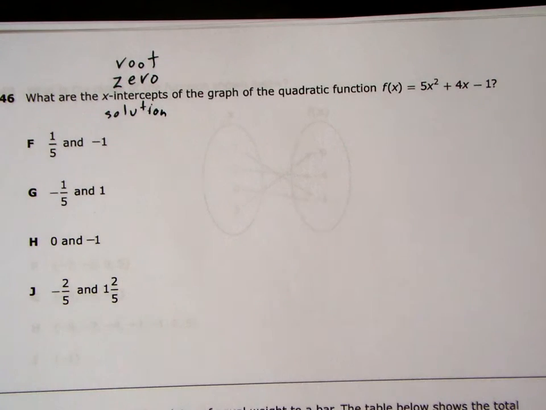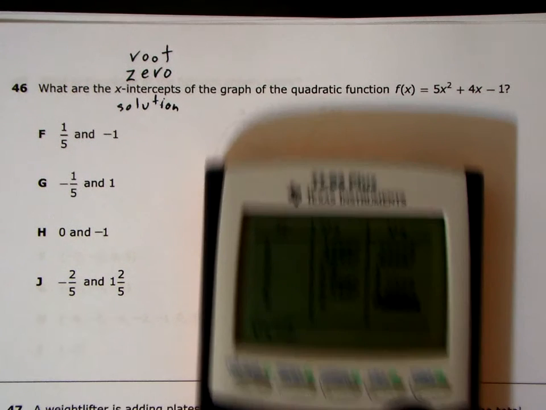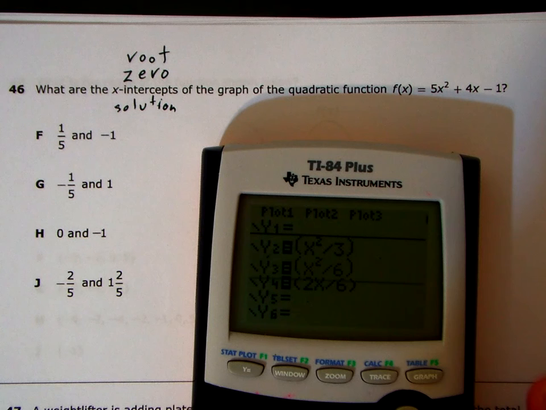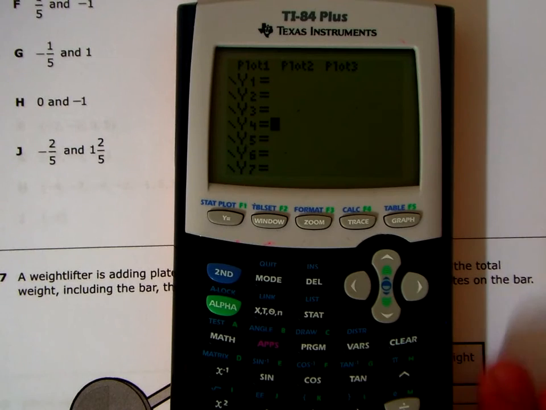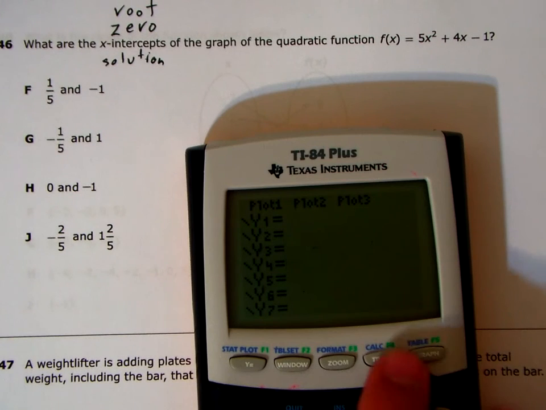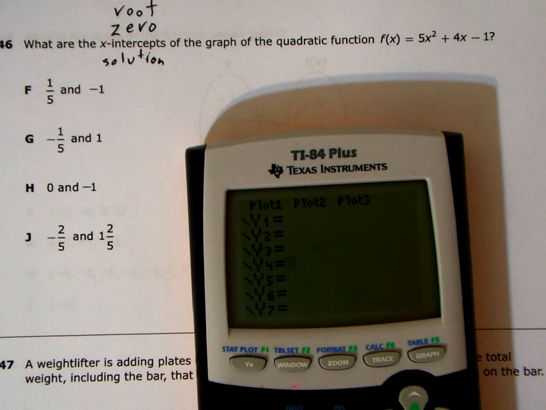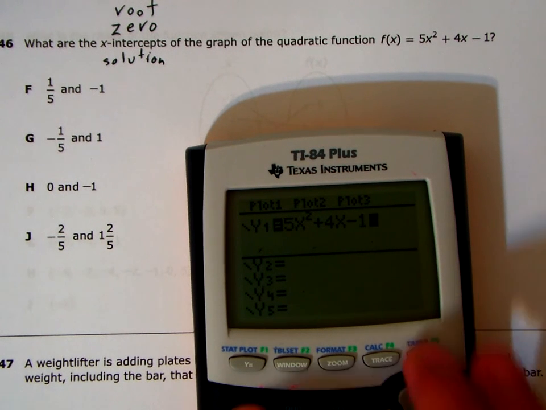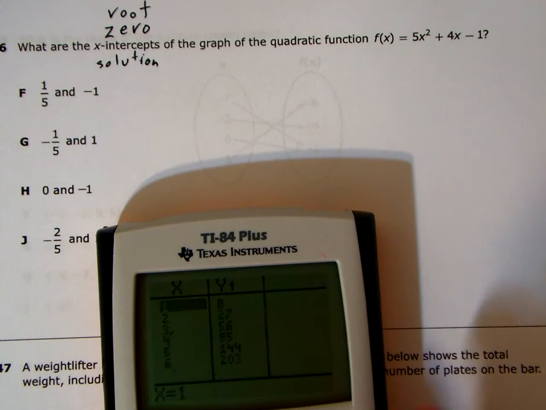So what we're going to do here is plug in this equation. y equals. Right? Let's clear the equations real quick. Clear. Clear. And clear. Right, just press the clear button to clear them from there. If you press delete, it's going to take you longer. So basically, we're going to type it in. 5x squared plus 4x minus 1. Second table. Okay, let's delete these.